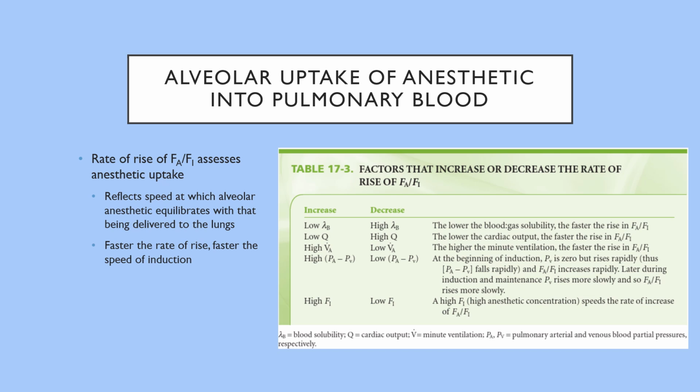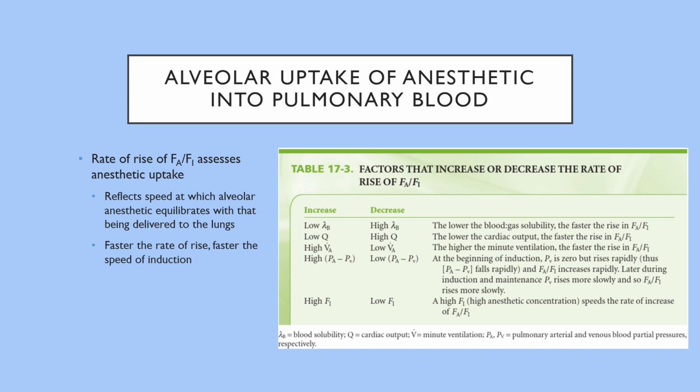Anesthetic flows from the alveolar gas to pulmonary blood across the alveolar capillary membrane, and this is driven by the partial pressure gradient between the alveolar gas and mixed venous blood. The reverse occurs with washout during emergence.